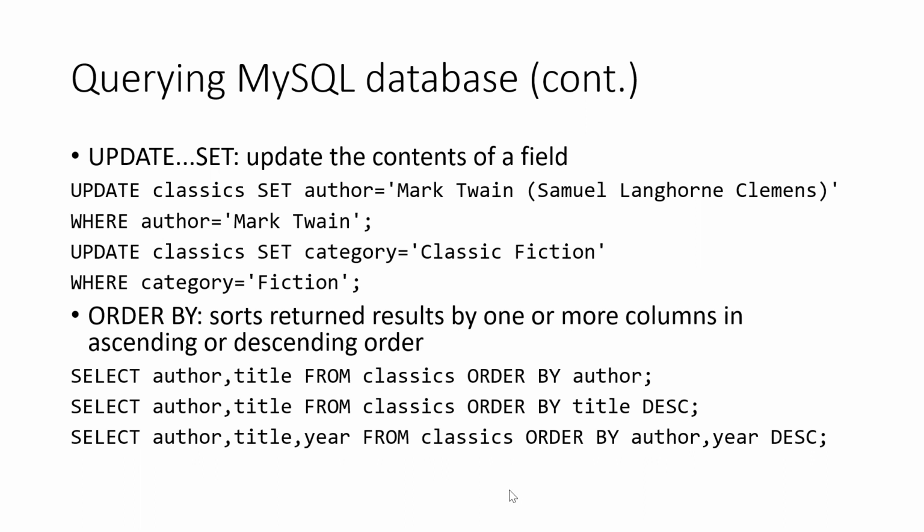Now sometimes you can have the same author, isn't it? When the author is the same, then you have to think about another column. So the third one, what happens there, you are getting author, title and year from classics, and the order is based first on the author. And then if there are similar ones, it looks at the second one, that means year, in a descending order.